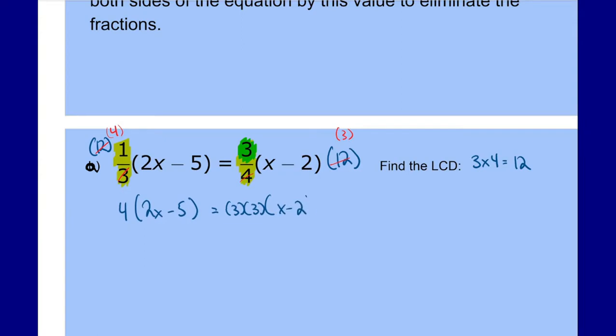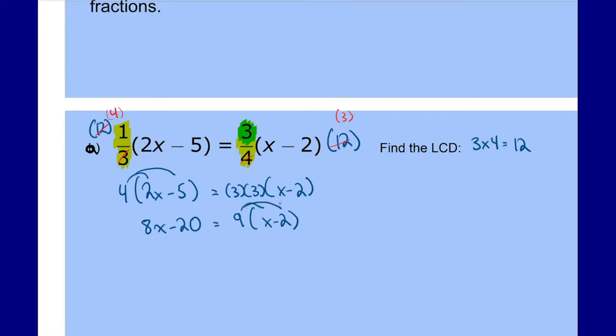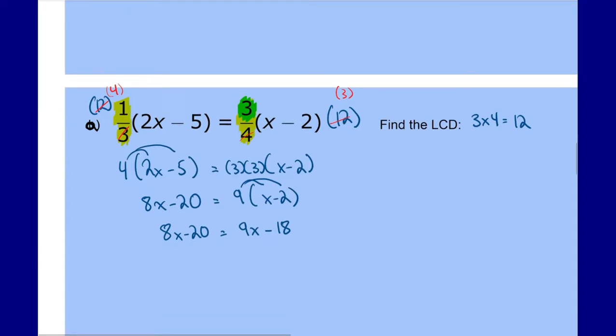So there's a couple things we have to continue to simplify first. On the left side, we can just distribute. 4 times 2x is 8x. 4 times negative 5 is negative 20. On the other side, I'm going to simplify 3 times 3 and get 9 times my bracket. And now I'm going to distribute that 9 through to both terms. I'm going to leave the 8x minus 20. 9 times x is 9x. 9 times negative 2 is negative 18. Now that we've simplified, we can go through and break it down a bit further.